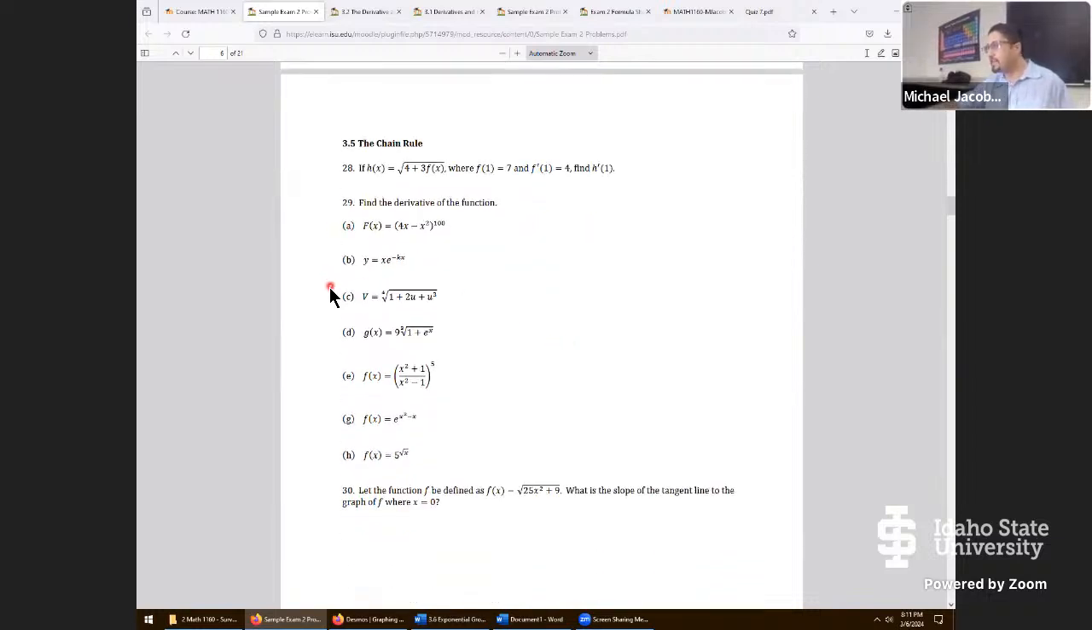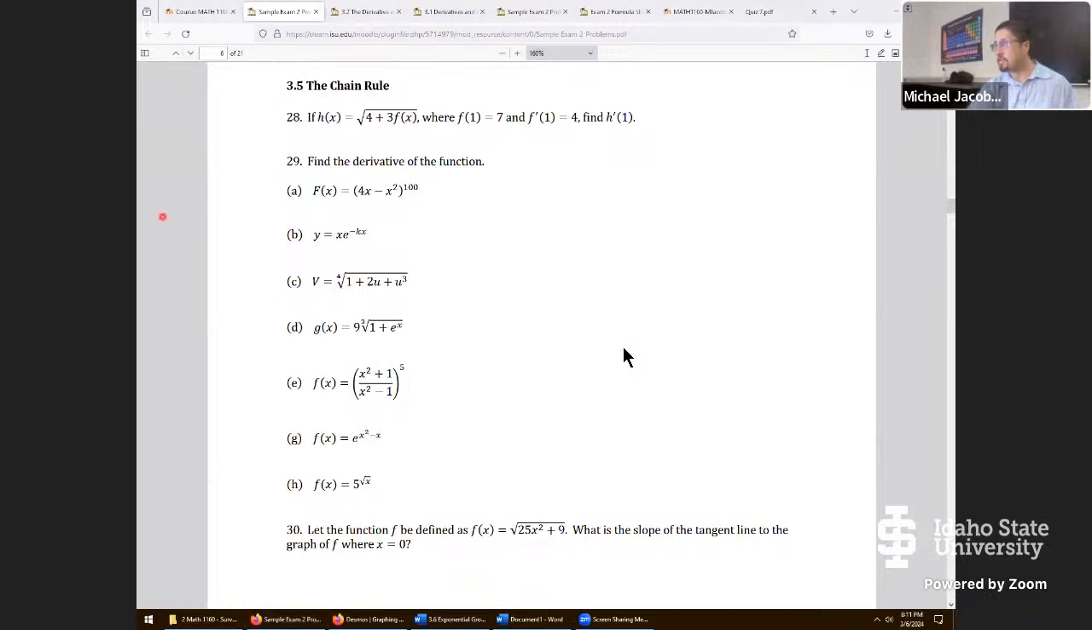So 29 here, and let's take a look. Oh, these are good ones. I think I saw stuff like this pretty similar in WebAssign as well. So B and H is even worse, so good call on that one. So to go through B, to me it looks like we're dealing with a product rule, but on closer inspection, it's also a chain rule because of that negative kx.